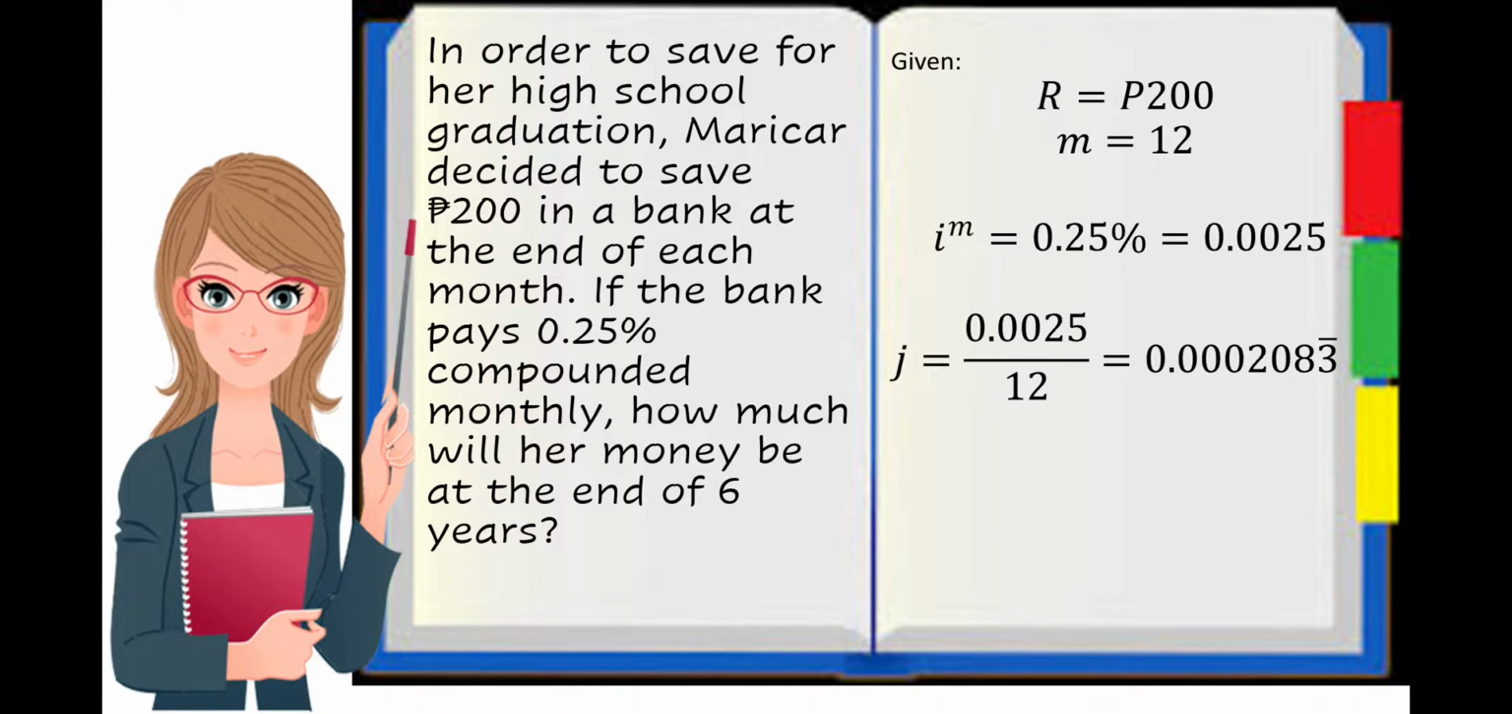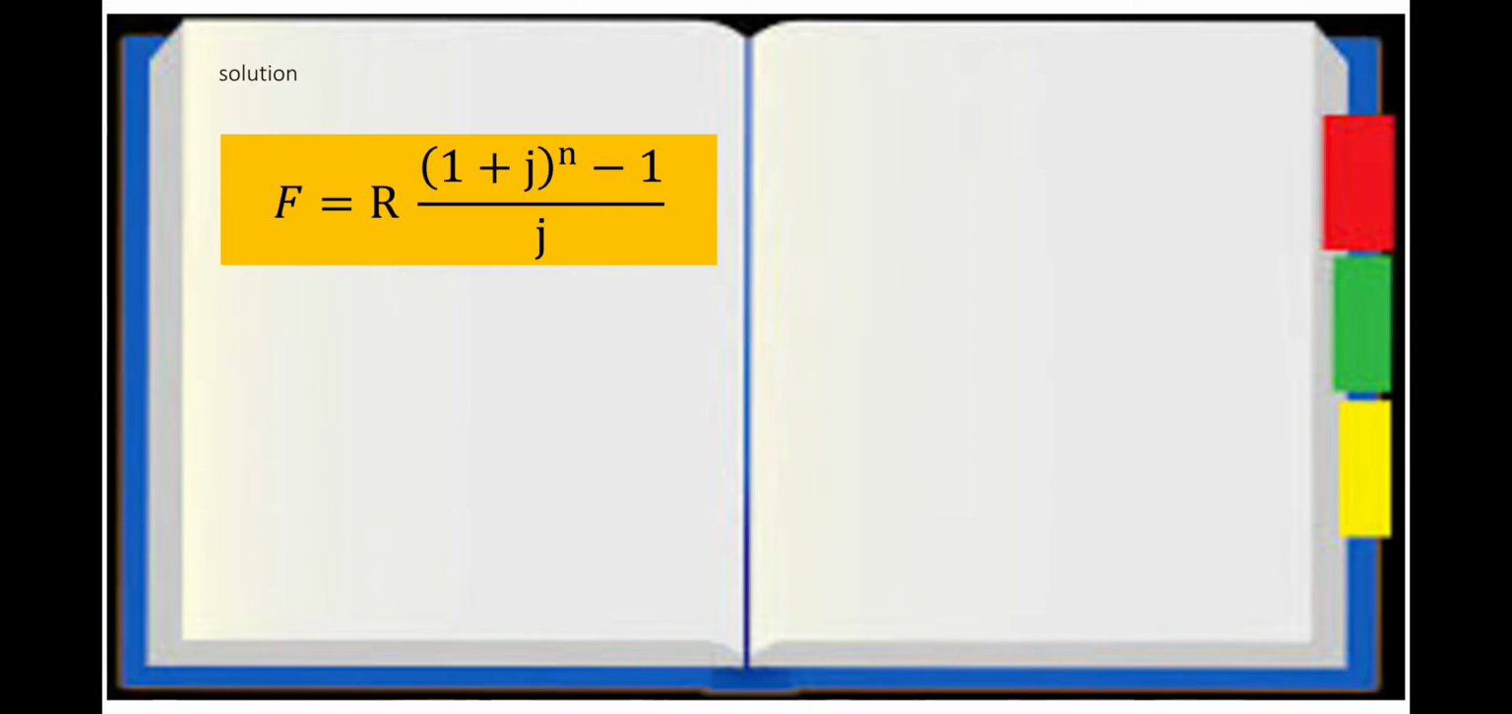To find the value of j, we're going to divide the rate by 12. That is the number of times we're going to pay in 1 month. So that's 0.002083. So t is equal to 6 years, and n is equal to 12 times 6, which is 72.